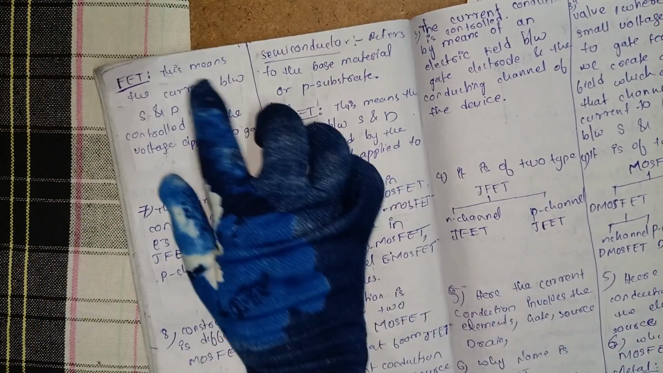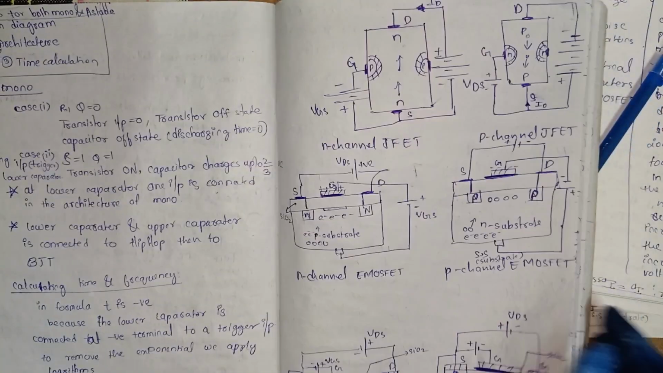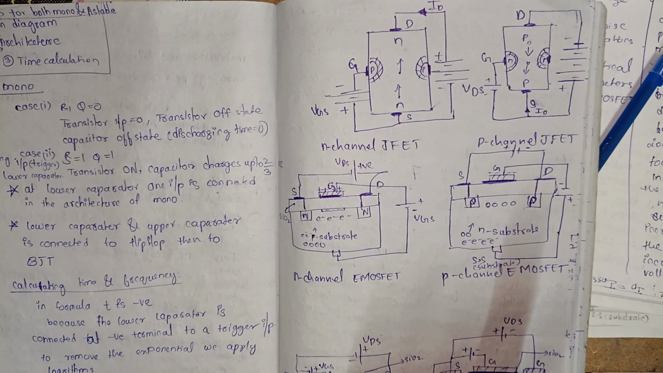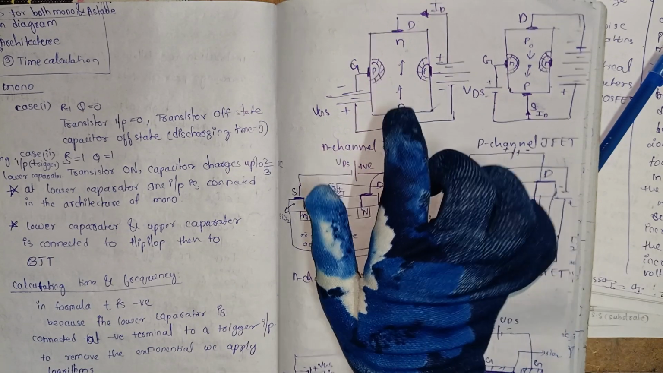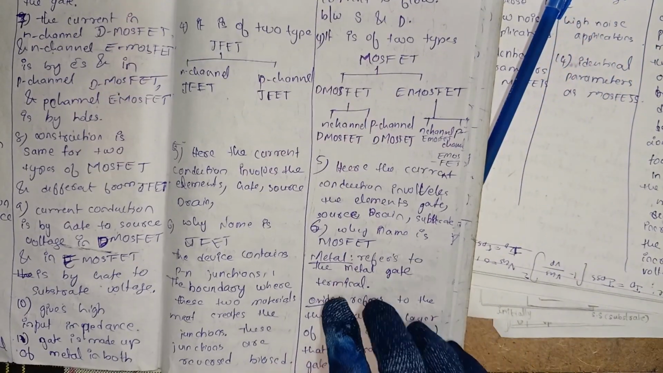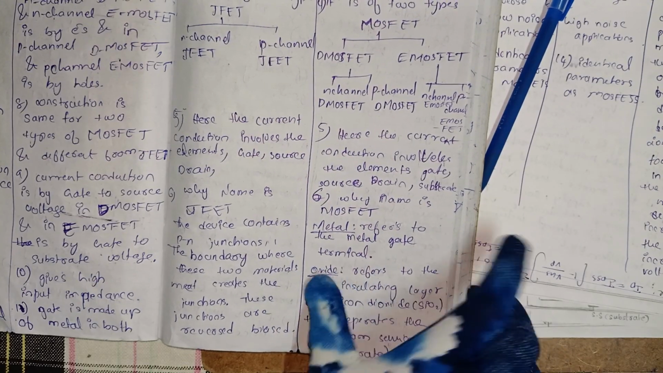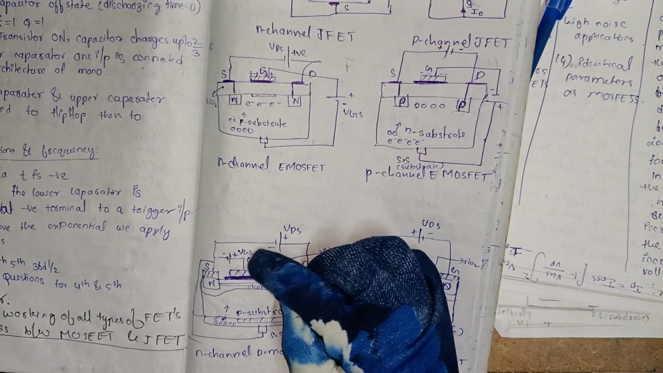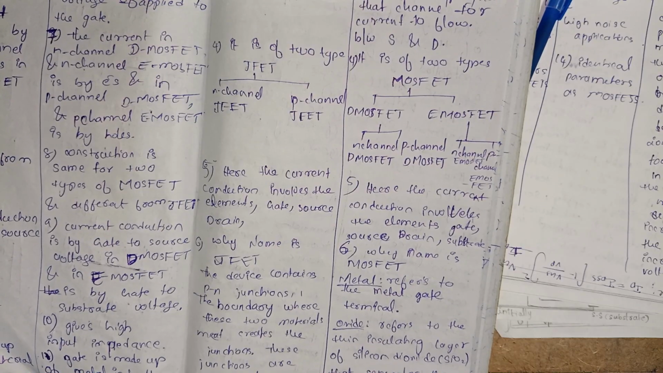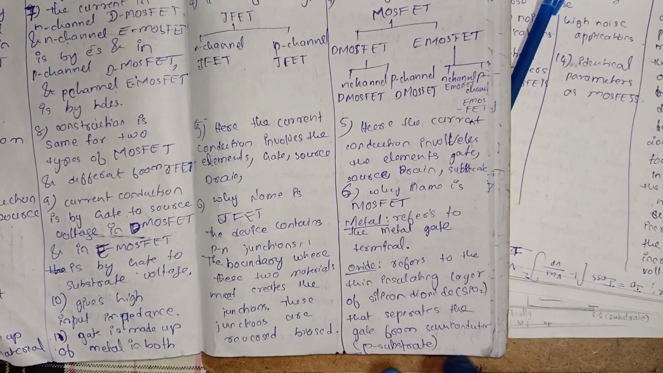Why it is called FET means the current between source and drain is controlled by the voltage applied to the gate. Here we are applying gate voltage as we have seen in the working of JFET. It is controlled by the gate only, the source to drain current. And why it is MOSFET? Metal refers to the metal gate terminal. Here is the metal gate terminal, and the oxide refers to the thin insulating layer of silicon dioxide, SiO2, that separates the gate from the semiconductor, the P substrate.